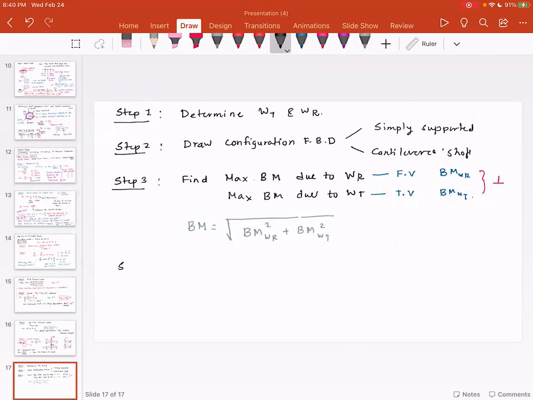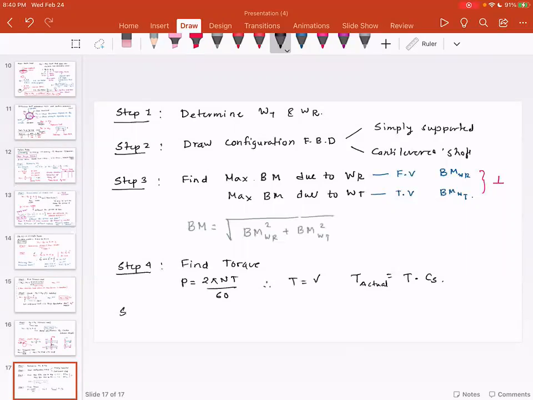Step 4 is to find the torque. Please note this torque value is known because we know the value of power. Power is equal to 2 pi n T divided by 60. From here, I can find the value of torque, and I need to find T actual, which is T multiplied by the service factor.